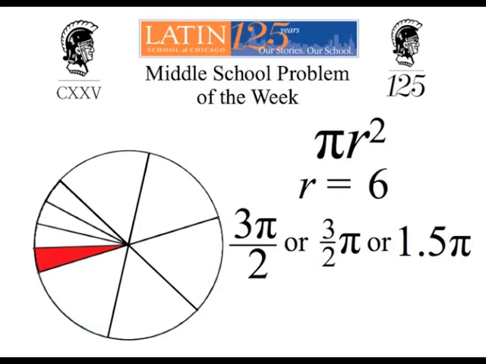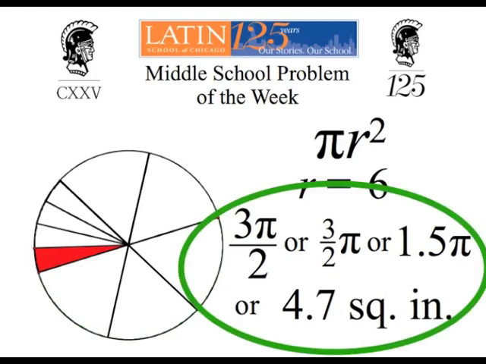All of those are good for those of you who answered in terms of pi. For those of you who used a common approximation for pi or the pi key on your calculator, you should have gotten 4.7 square inches, the answer to this week's problem of the week.